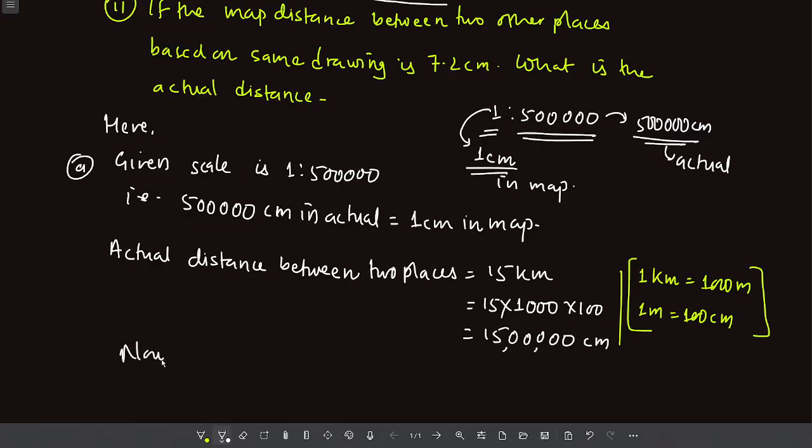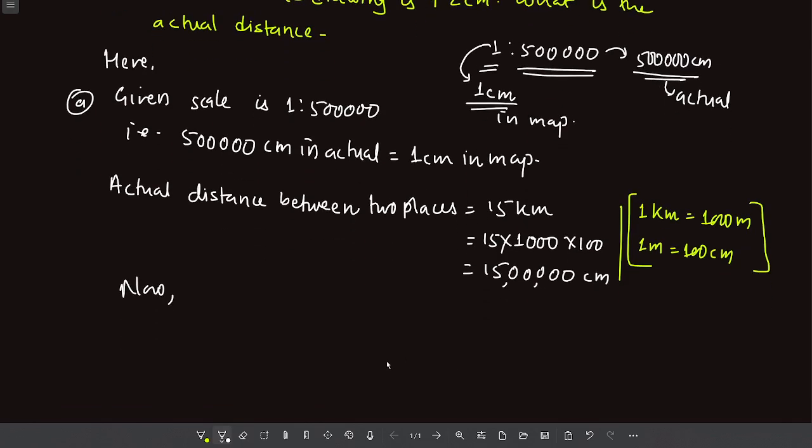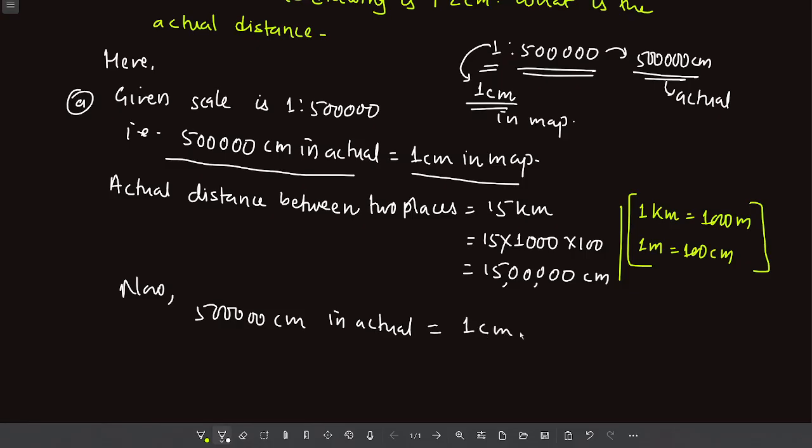Now let's use our scale. Look at this. 5 lakh centimeter in actual equals 1 centimeter in map. So 1 centimeter in actual means 1 over 5 lakh centimeter in map.